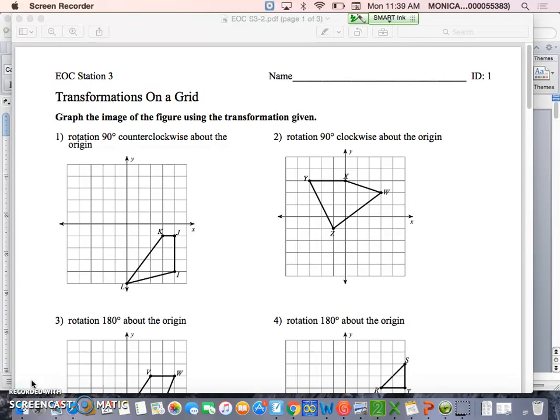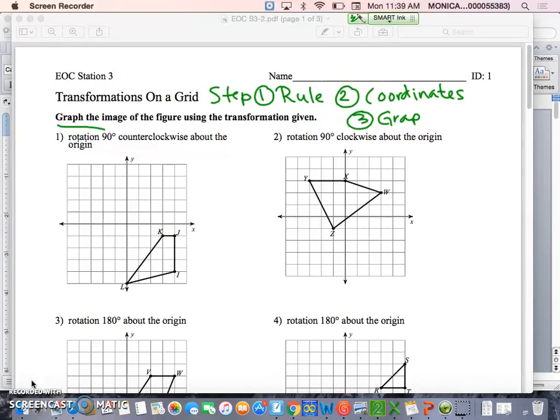So remember, there are 4 types of transformations. Translation is a slide, reflection, rotation, and dilation. The first thing we're going to do is graph the image after the transformation. So the steps to do this, I would say, step 1 is to figure out your rule. Step 2 is to find the coordinates. And then finally for step 3, you can graph. So I'll show you this.